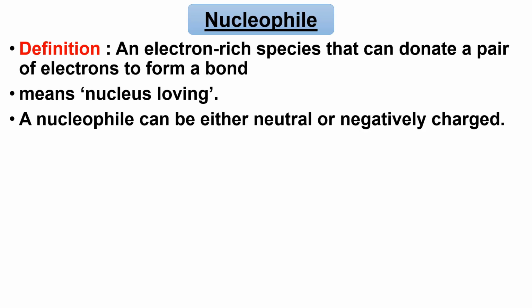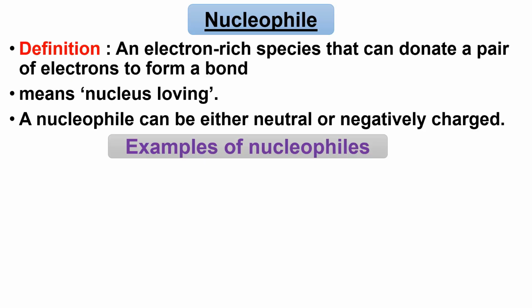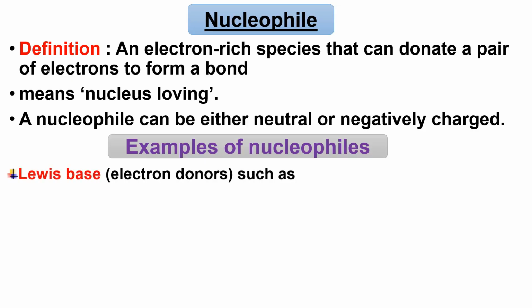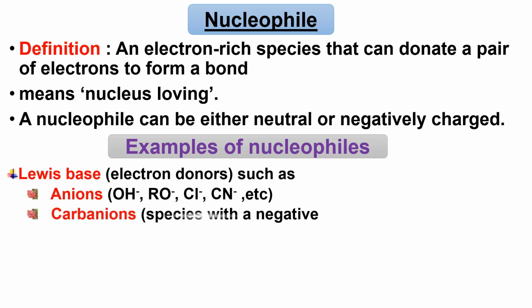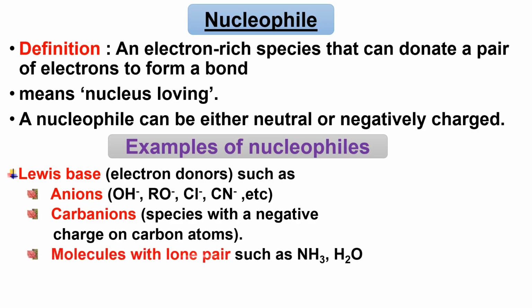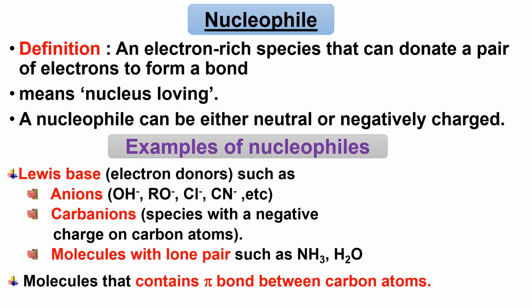Examples of nucleophiles. Lewis bases, electron donors, such as anions: OH negative, RO negative, Cl negative, CN negative, etc. Carbanions, species with a negative charge on carbon atoms. Molecules with lone pairs such as NH3, H2O. Molecules that contain pi bonds between carbon atoms.